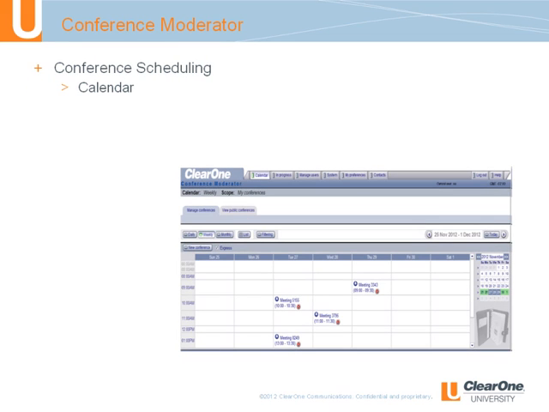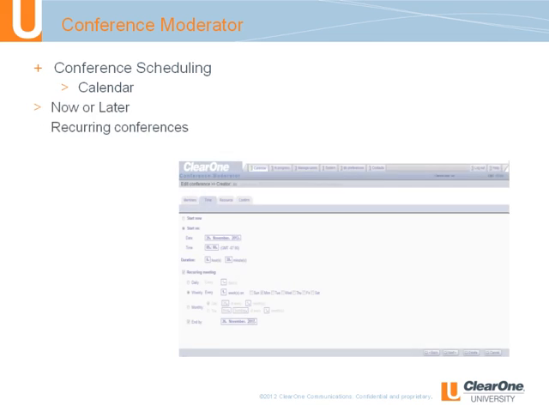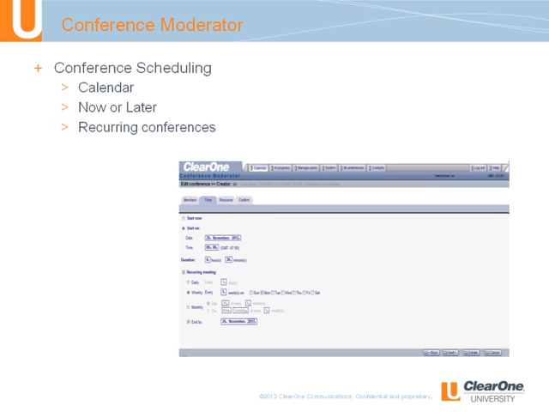The first page you will see is the calendar, which shows past, present, and future conferences. The MCU ports can be scheduled for use in advance to make sure they will be available when needed. You can set up conferences to begin immediately or at a later date, and you can set your conferences to be a one-time event or set up a recurring conference.